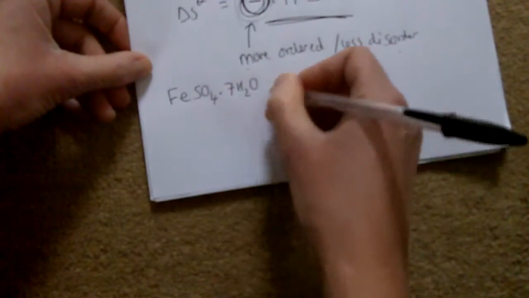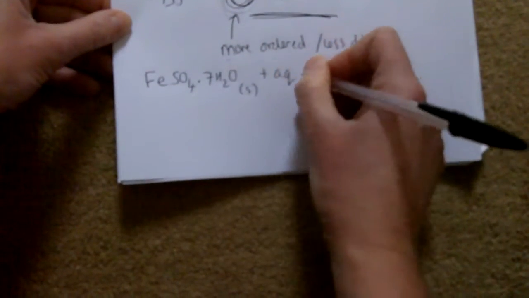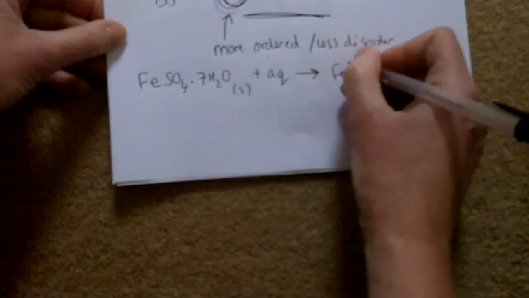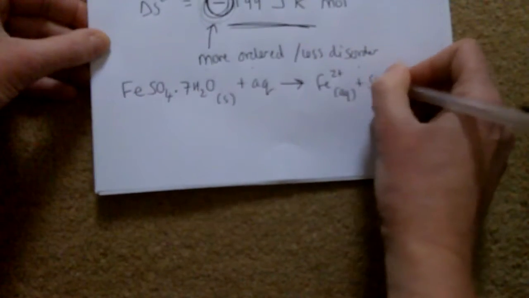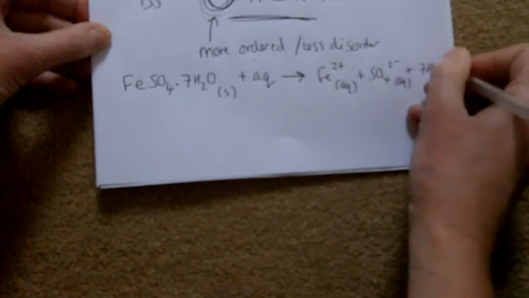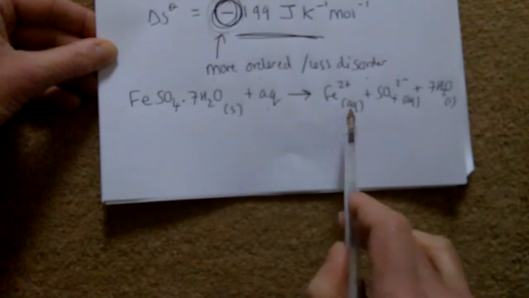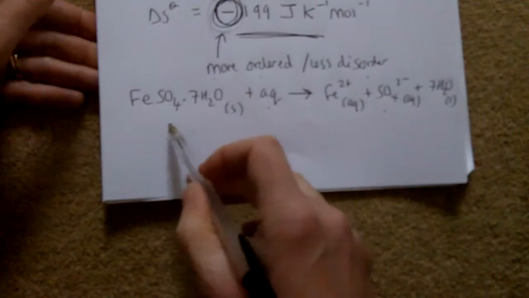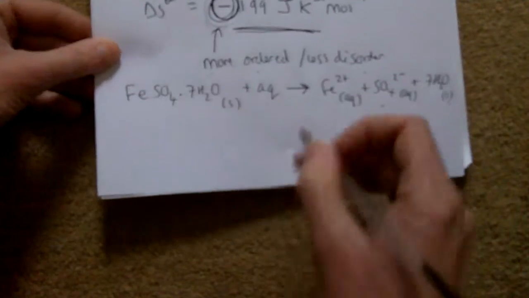something like that, a hydrated salt. If you take a solid and you dissolve it in water, what's happening? Because it's ionic, it splits up into ions, and 7 waters. So you've just taken a solid and dissolved it in water and it's split up into ions. Is the system becoming more random or less random?